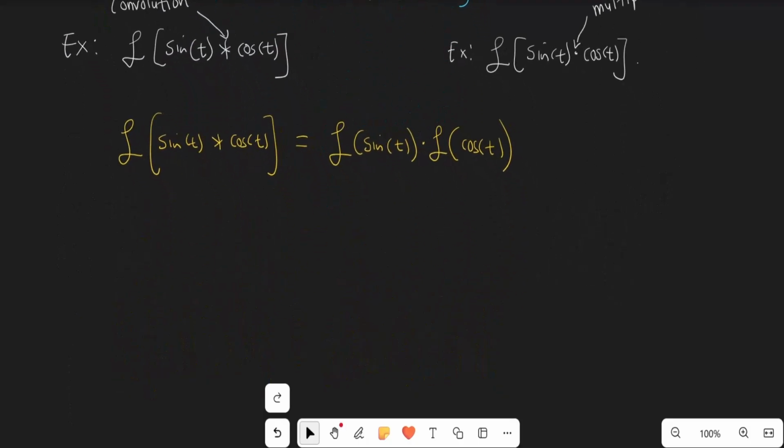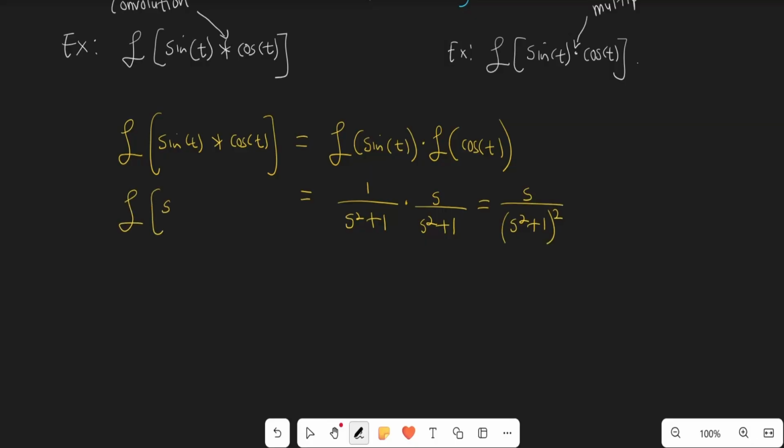So the Laplace transform of sine of t is 1 all over s squared plus 1 squared, which is 1, multiplied by the Laplace transform of cosine of t, which is s all over s squared plus 1 squared, which is 1. And this is going to yield s all over s squared plus 1 all squared. And this is the Laplace transform of the convolution of sine of t and cosine of t. Right, so that's the first one. That is very easy.